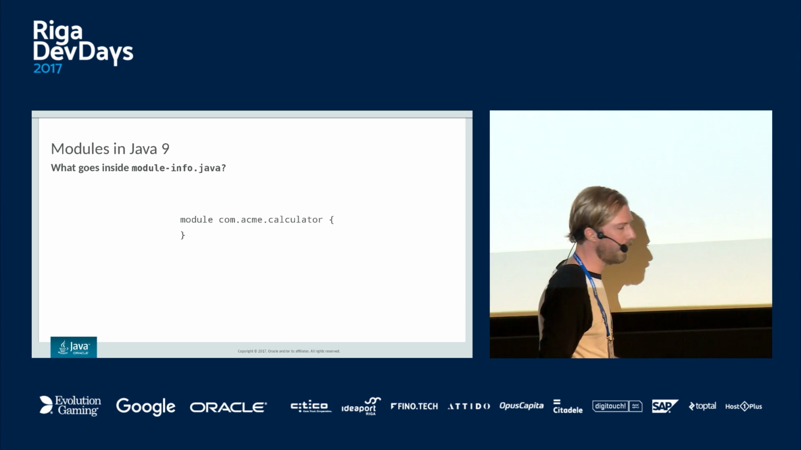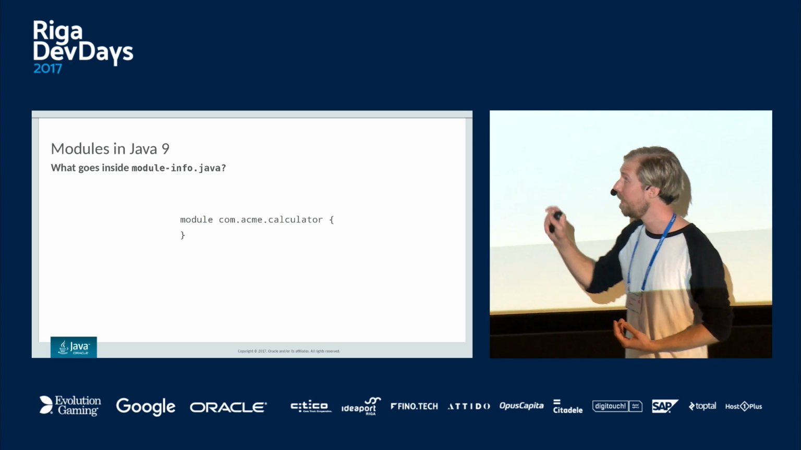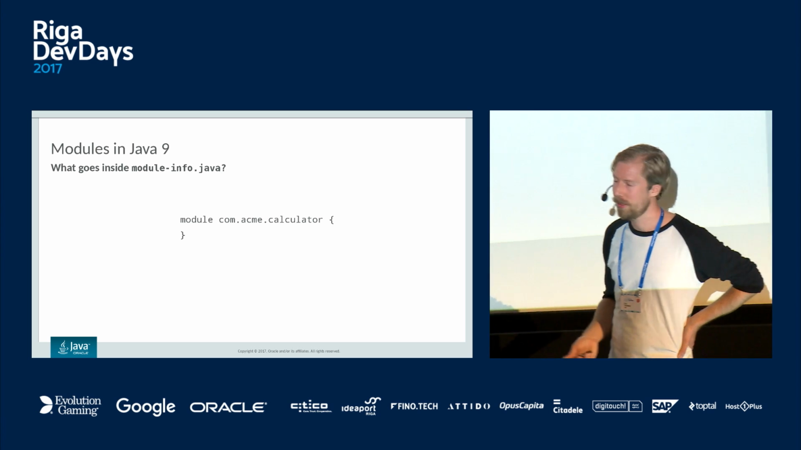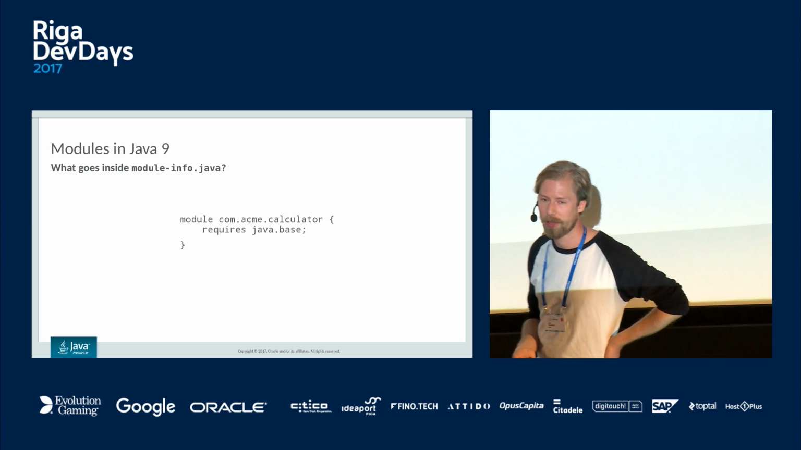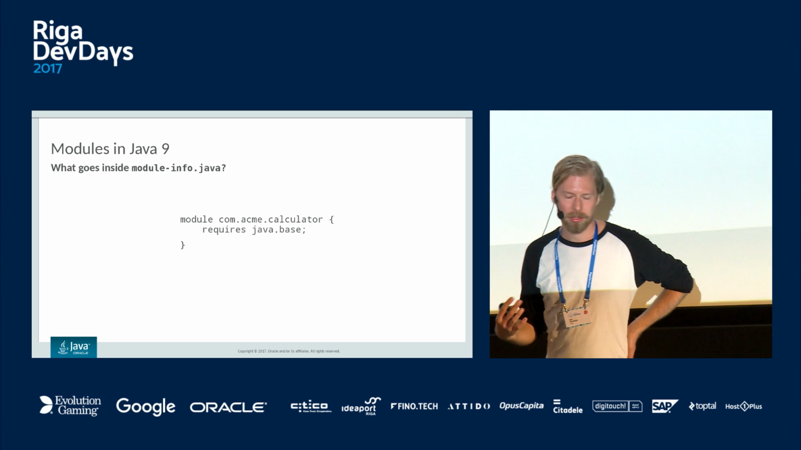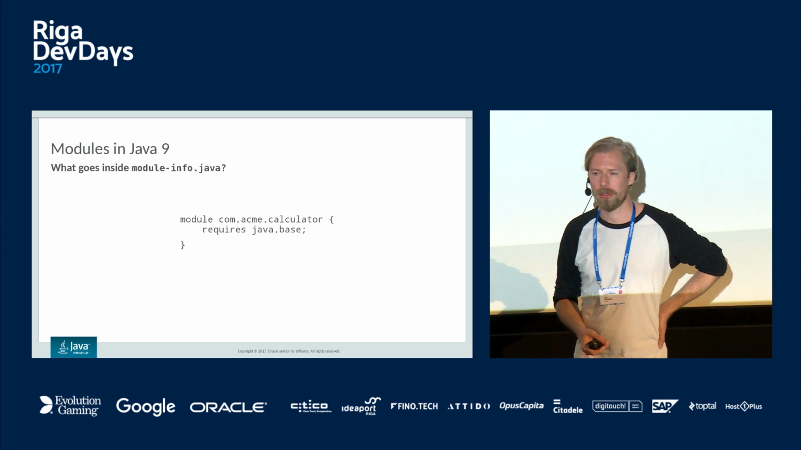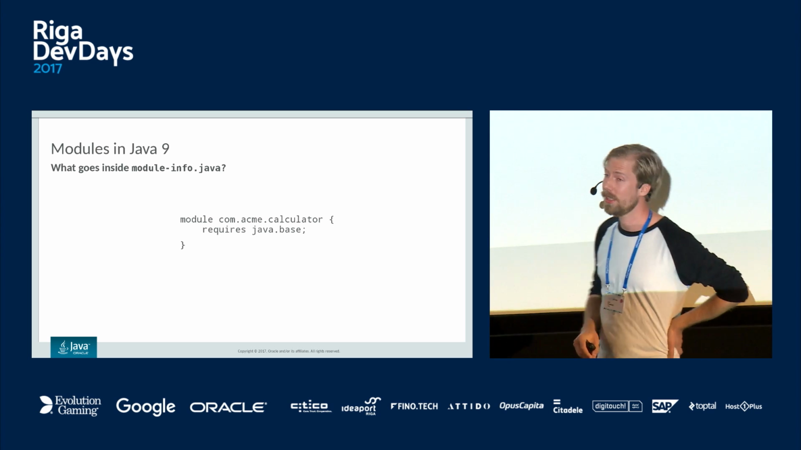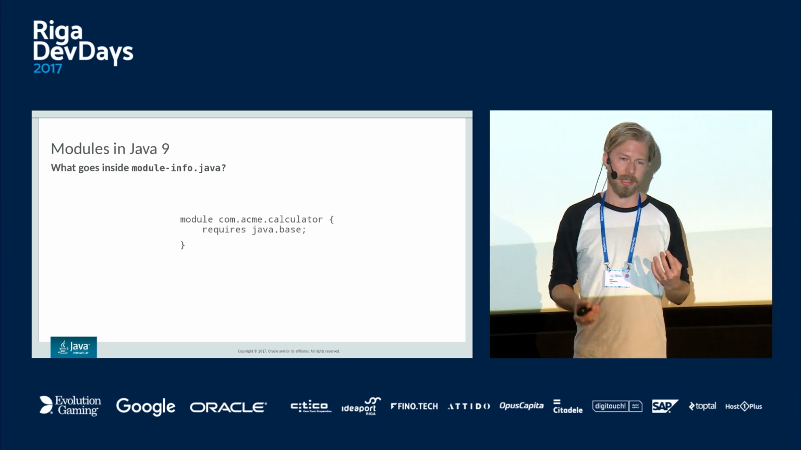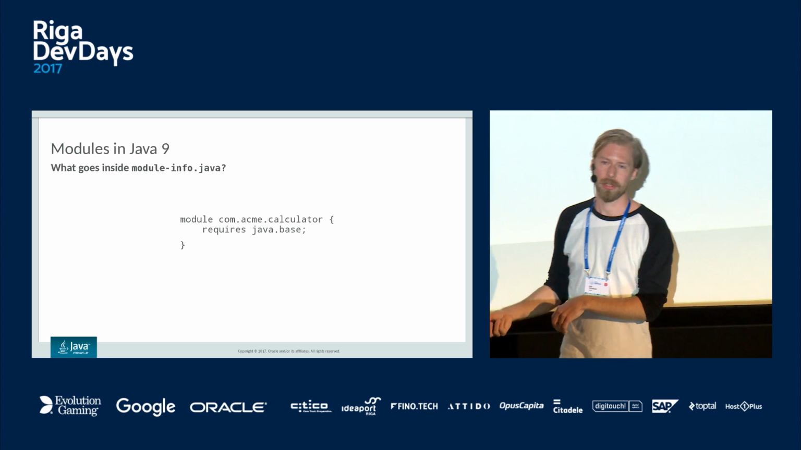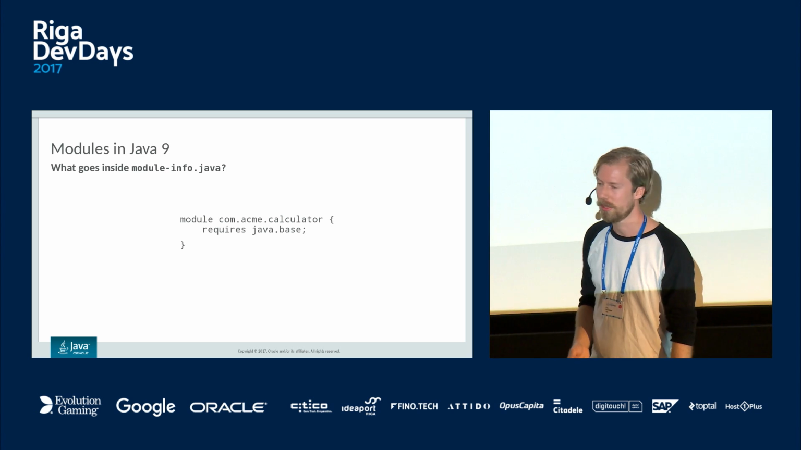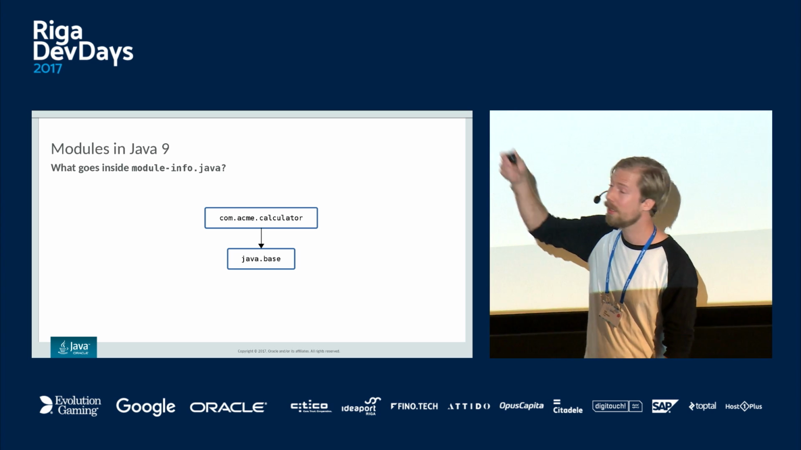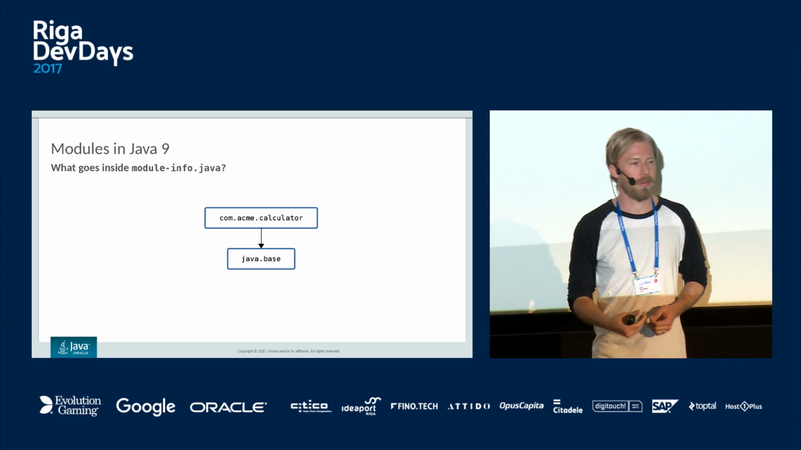Actually, when you don't type anything besides the name, you will get one little thing for free from the Java compiler, and that is requires java.base. So this is a new concept. What is requires? What does it mean when a module requires another module? That means for the module com.acme.calculator to work, it says I require the java.base module, otherwise this module will not work. So if you think of it as a little graph, we have our com.acme.calculator module requiring the java.base module.